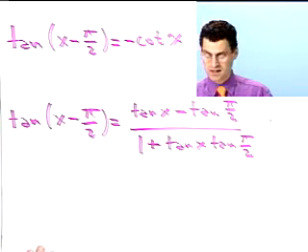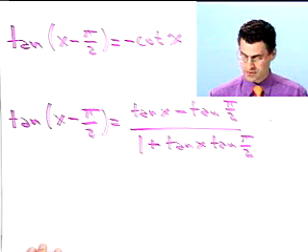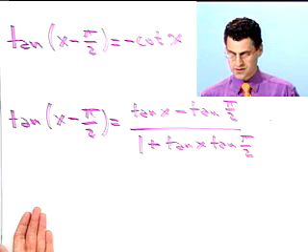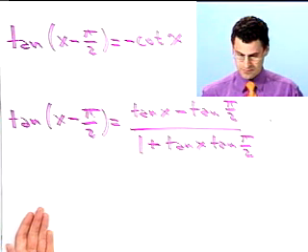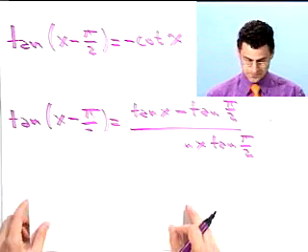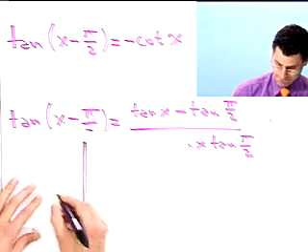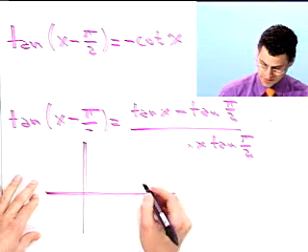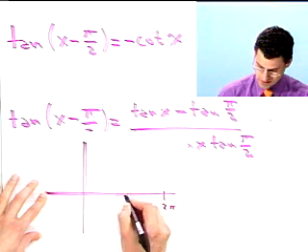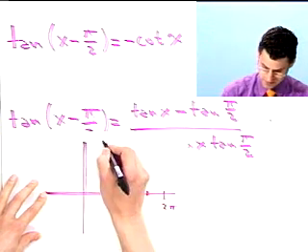So that's what that looks like. Now we have to figure out what tangent of pi over 2 is. So what's tangent of pi over 2? Well, let's graph this. Here's 2 pi. Here's pi over 2.